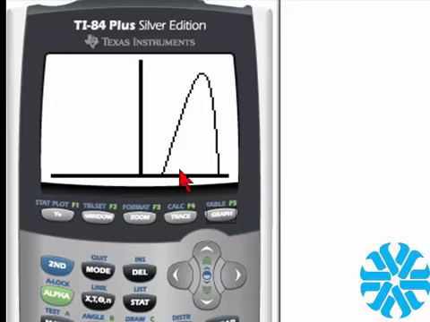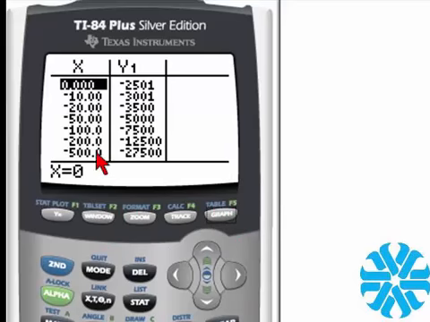Now, what we're not seeing, obviously, is what's happening down here. This function is decreasing further and further down. So what we need to do is go back to the table, and you can see that the y values are getting smaller and smaller. So let's take it to negative 20,000.